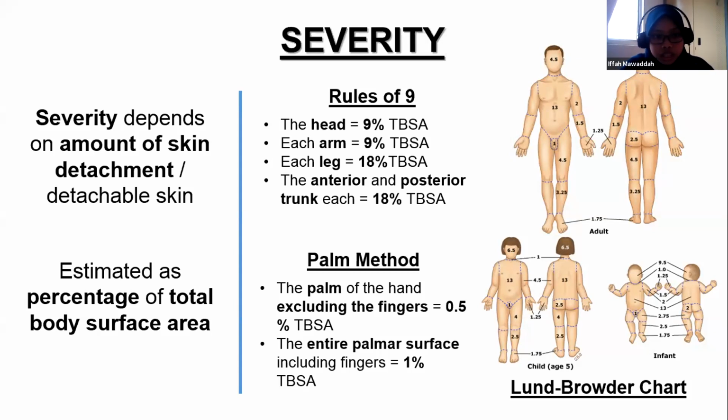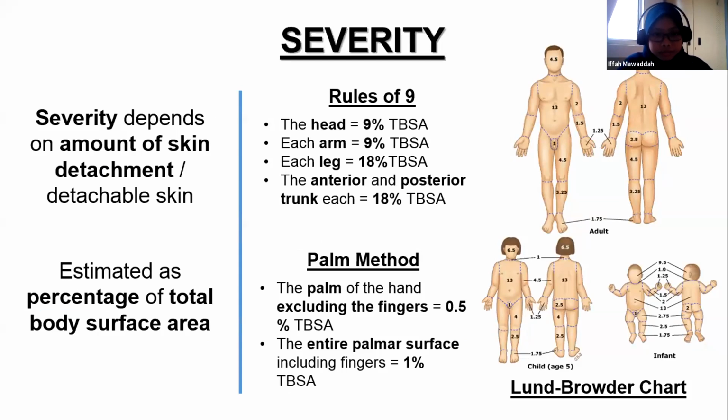For rules of 9, head will represent 9% of total body surface area. For arm, it's 9%. If it's leg, 18%. And anterior and posterior trunk, each will represent 18% of total body surface area. Next method is palm method.